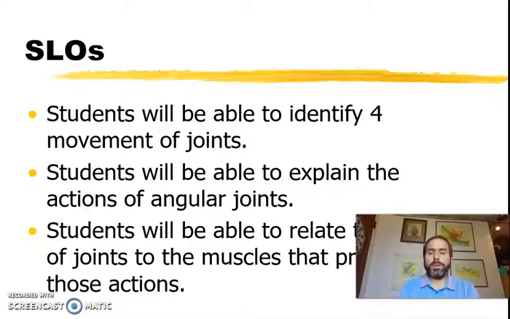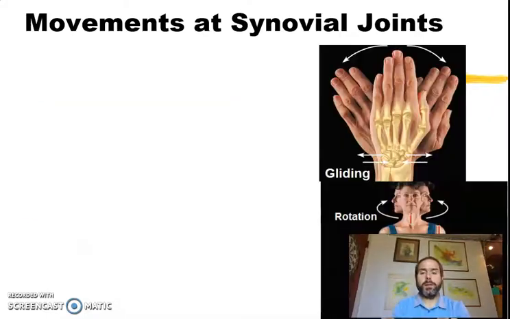And this is important when we get to the muscle chapter, because I'll be telling you what the muscles do. I'll say flex or extend, abduct or adduct, and you have to actually be able to understand what those movements are. So our first two movements are gliding and rotational.